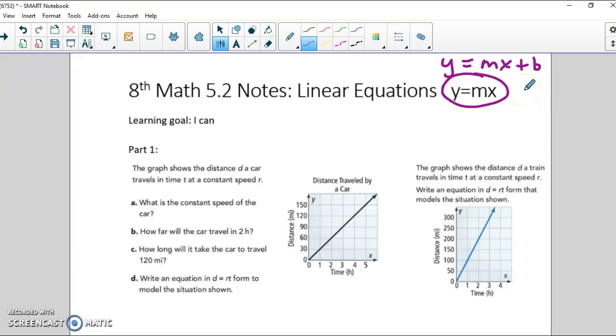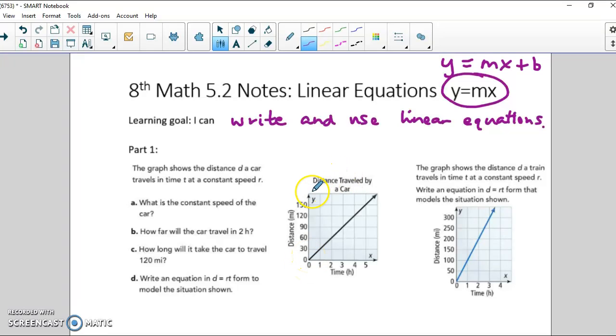So our learning goal for today is that we can write and use linear equations. And we'll be looking at some real-world problems for how these are useful. So part 1 shows the graph of the distance of a car, which is represented by the letter D, that it travels in time t at a constant speed r.